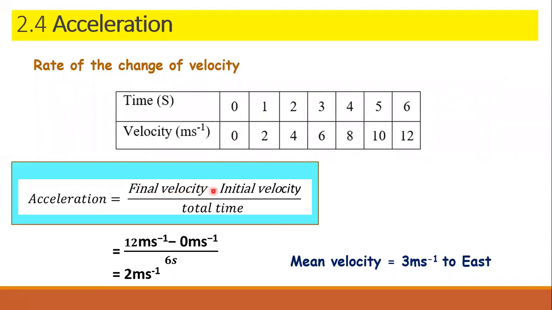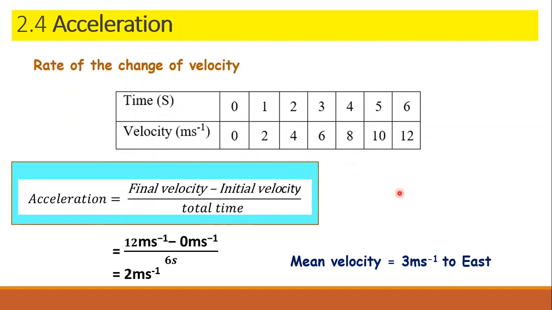We are dividing velocity by time. Time is not a vector because it doesn't have a direction. We are not telling 6 seconds to this direction and 6 seconds to this direction. So it's a scalar quantity. It doesn't have a direction, only a magnitude is present. So since velocity is a vector, acceleration is a vector.